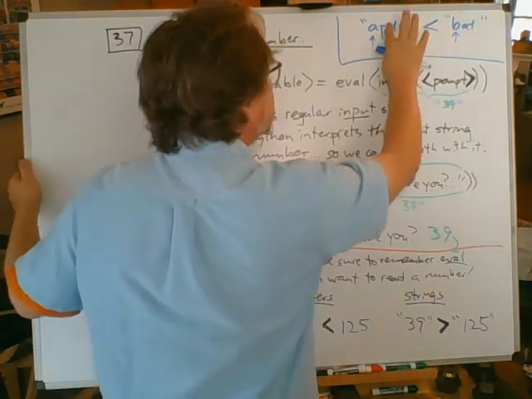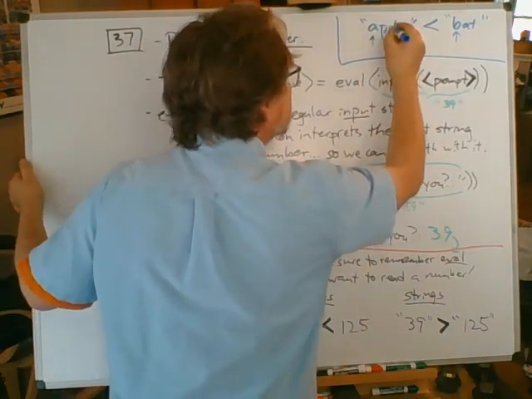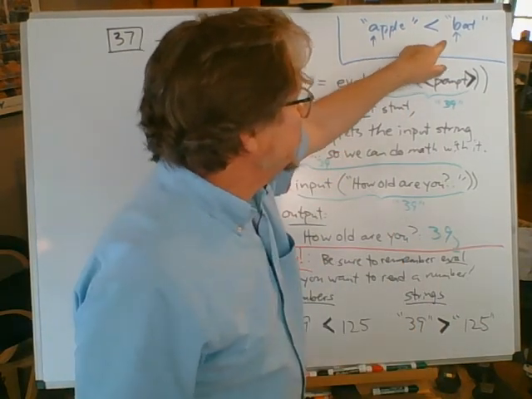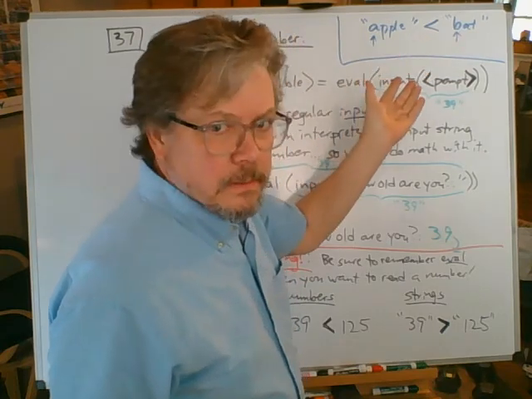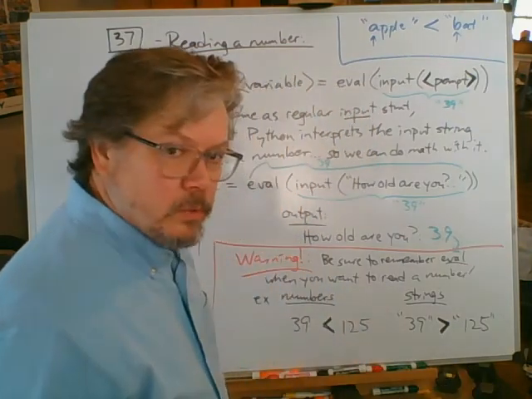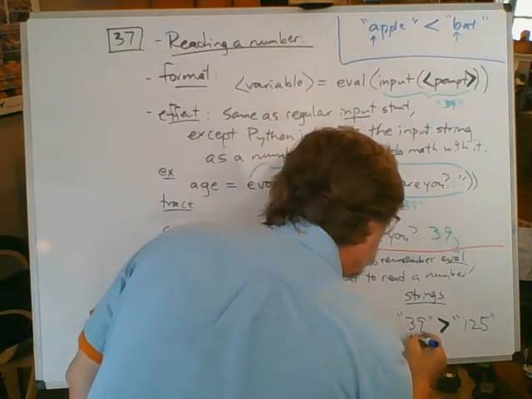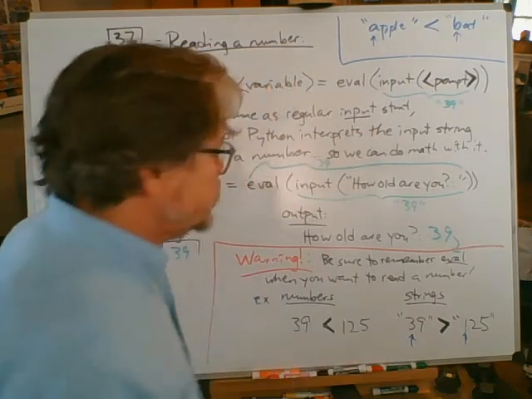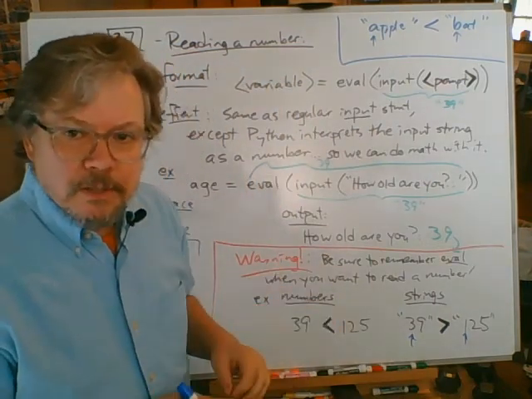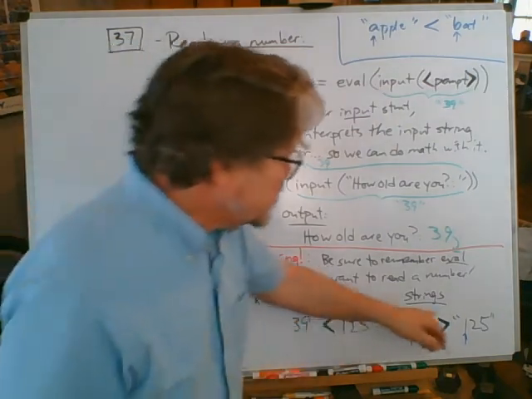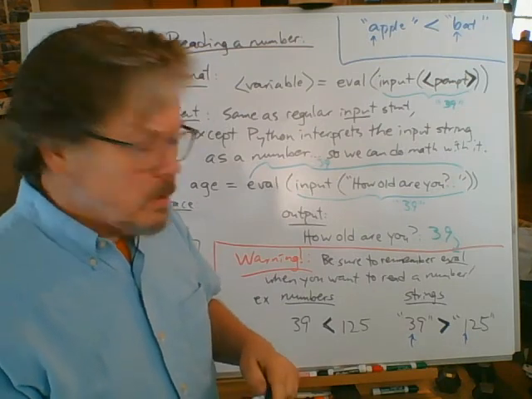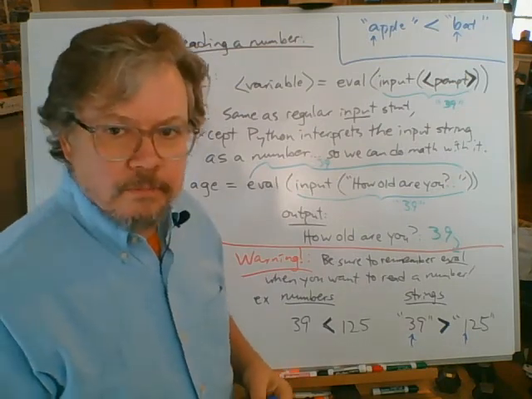And that P is bothering me there. That's not any better, but you just take my word for it. That says apple, that says bat. Apple is less than bat because A is less than B. Look at these strings. 39 is greater than 125. Why? Because 3 is greater than 1. And when I compare those two things as strings, that's as far as it looks. It finds the first character where they don't match and makes its decision based on that. 3 is greater than 1. Therefore, in this crazy mixed up string world, 39 is greater than 125.